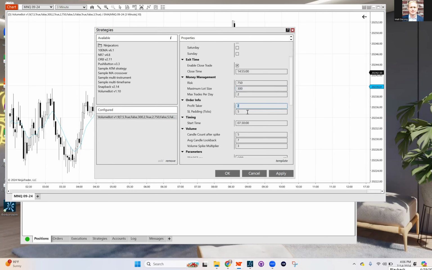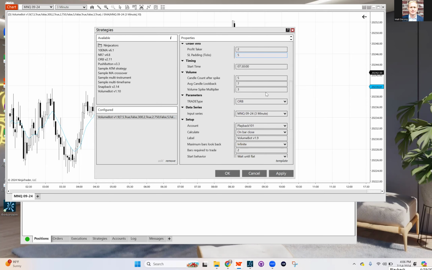Profit taker being 2x of our risk, meaning when we lose 750, when we win, we're going to have 2x of that. So we're going to win 1500. And then we have a little bit of padding on our stop loss. It's going to start at 7:30. This is your local time zone. I'm in Central Time Zone, so that's an hour after.